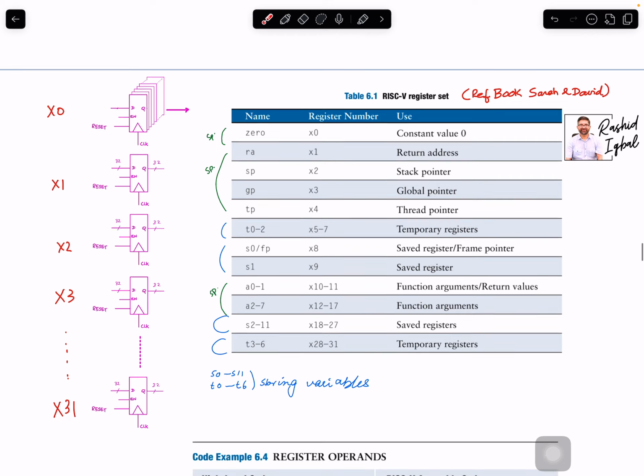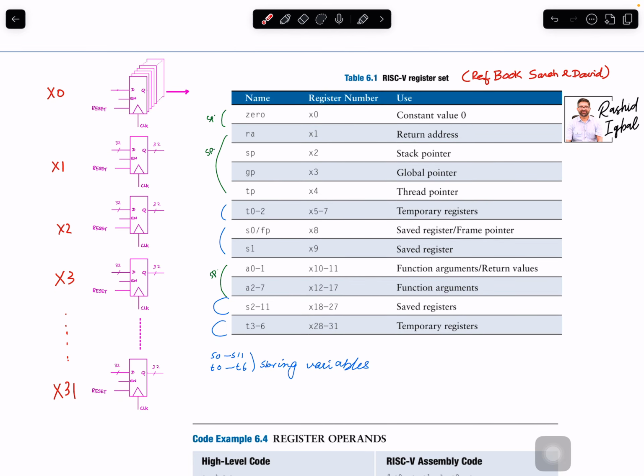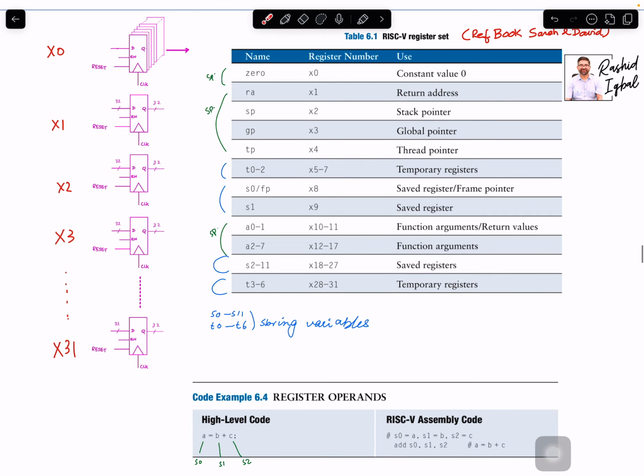Some of the registers are very special. For example, x0 you cannot write into. It always contains zeros. Even if you try to write to it, you cannot overwrite those zeros. Having a register with zeros is very beneficial. Then these green ones, I said, are special, and we'll talk about them later on. We talked about these storing variables. These general purpose registers are these ones.